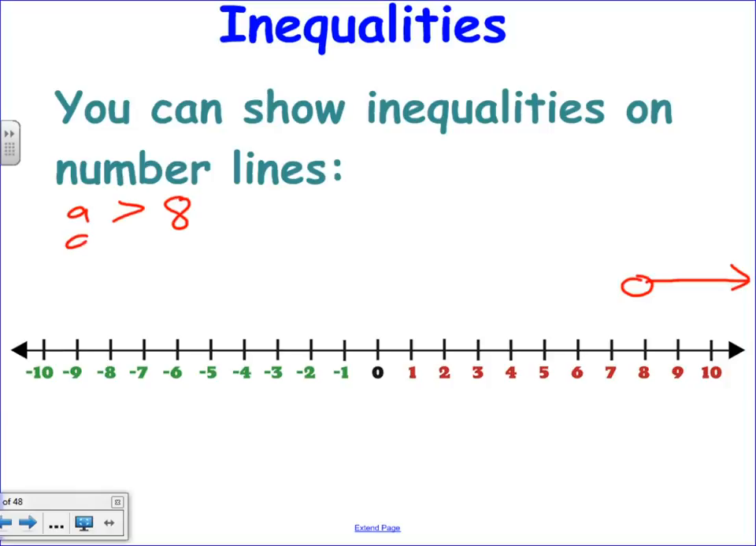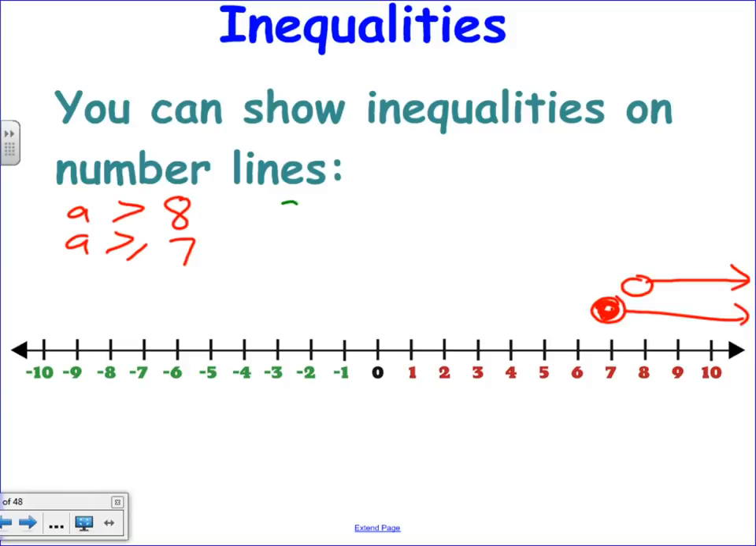Let's look at A is greater than or equal to 7. So it's exactly the same as we've done, but this time we draw a circle at 7. We colour it in because it can be that number, and then we draw our line off to infinity. Everyone happy with that? Yeah?